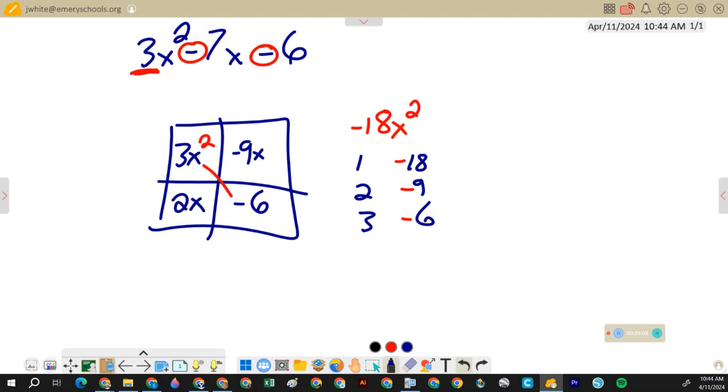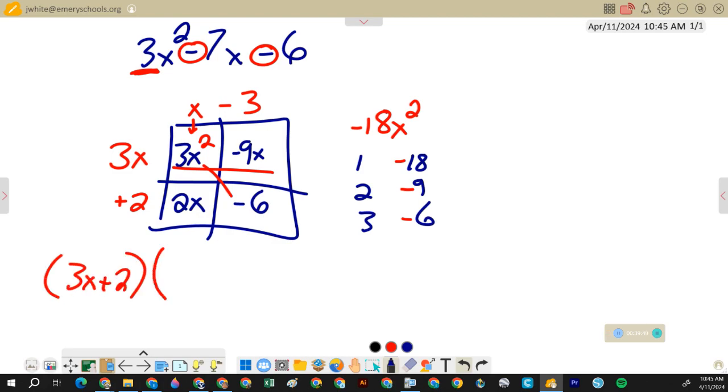And here's where it gets a little bit more tricky. What do those have in common? A 3 and an x. So I pull out a 3x. What's left? X minus 3. And then I take an x out of this column, and I get a plus 2. So my factors are 3x plus 2 and x minus 3.